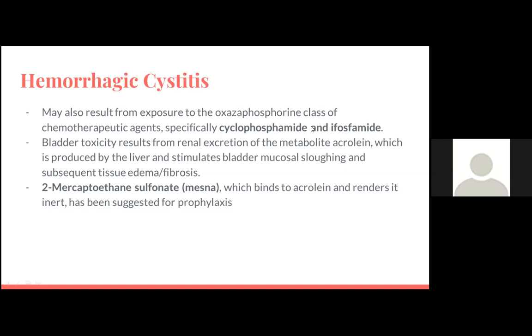It may also result from exposure to the oxazaphosphorine class of chemotherapeutic agents, specifically cyclophosphamide and ifosfamide. Bladder toxicity results from renal excretion of the metabolite acrolein, which is produced by the liver and stimulates bladder mucosal sloughing and subsequent tissue edema and fibrosis. Indeed, hemorrhagic cystitis has been reported to occur in 2 to 40% of patients treated with cyclophosphamide and is dose dependent. The onset of hematuria is typically within 48 hours of treatment.